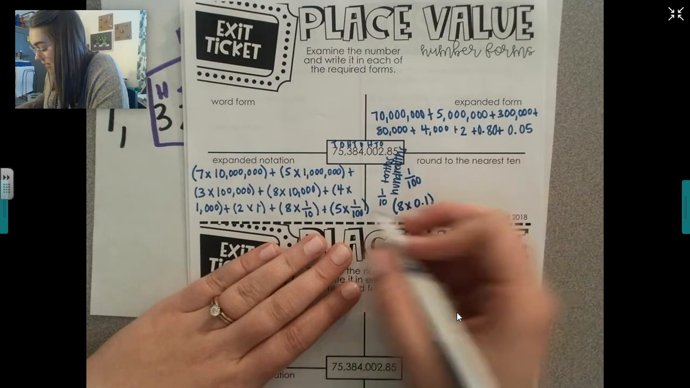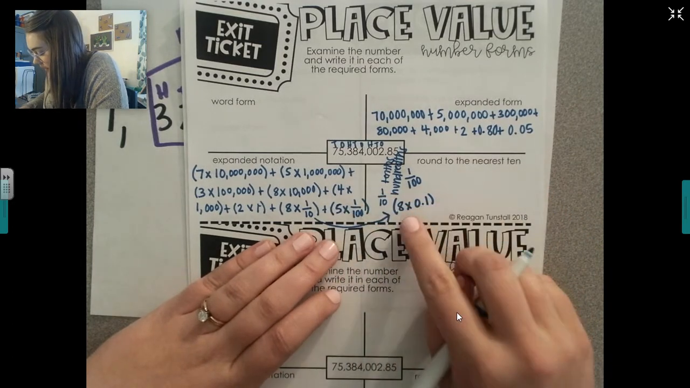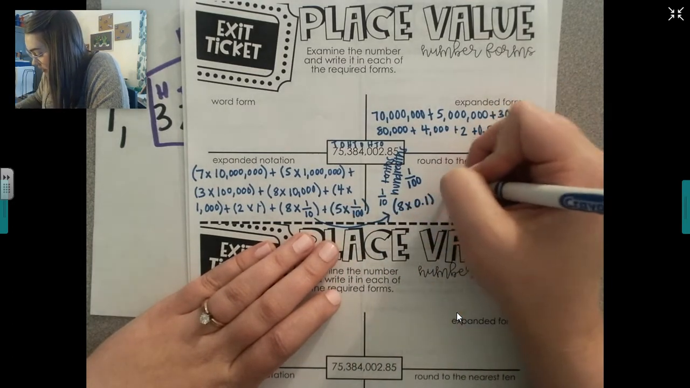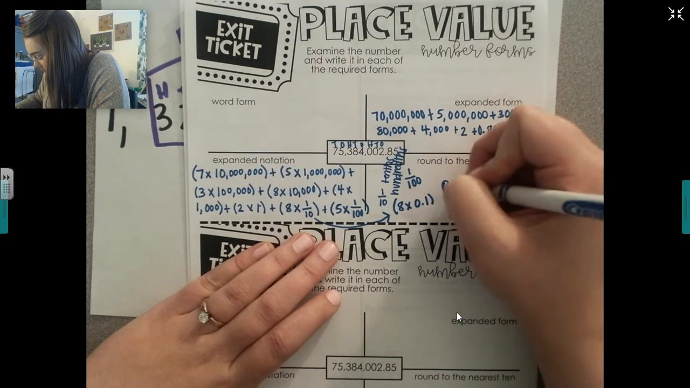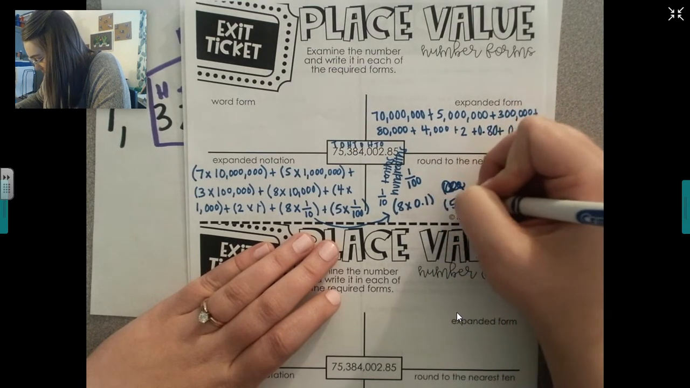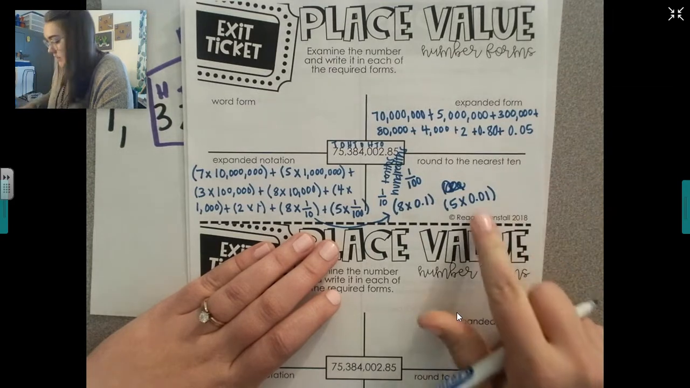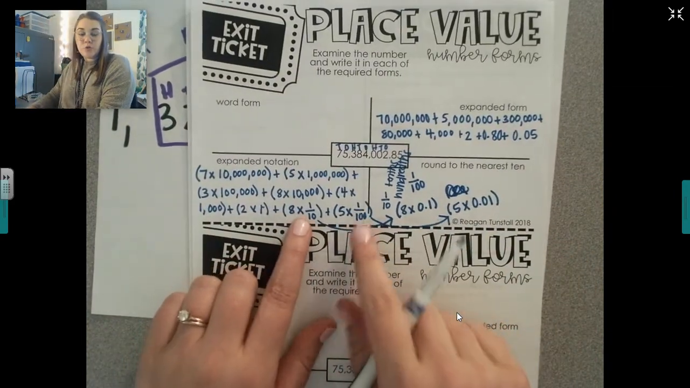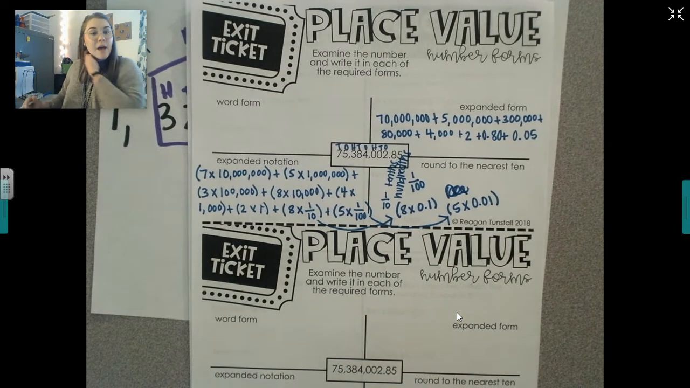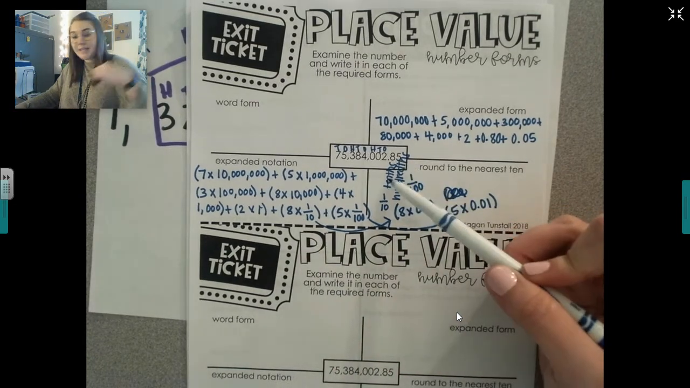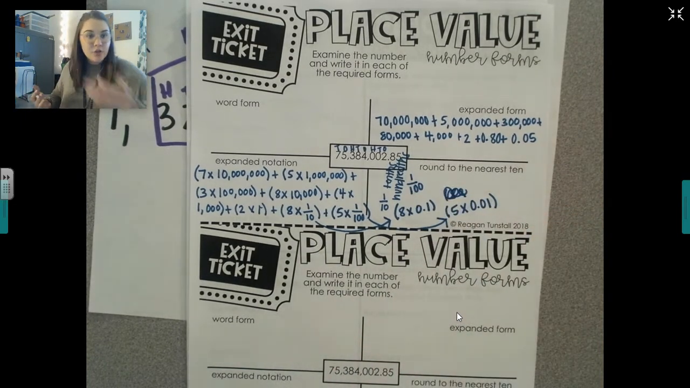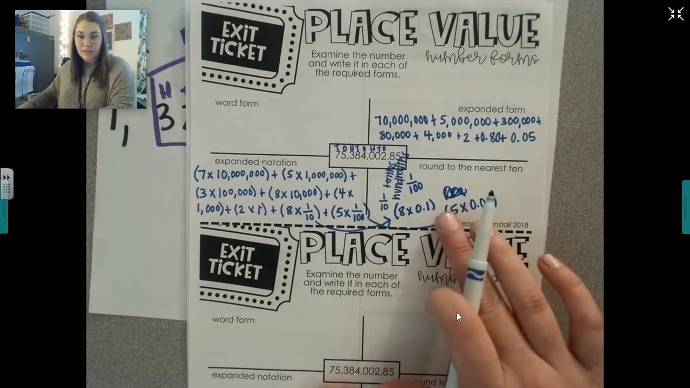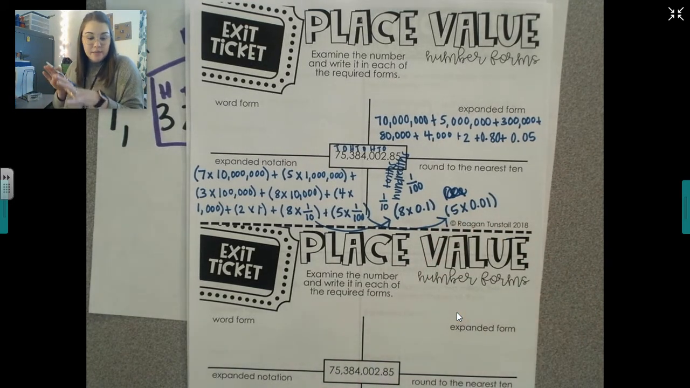So I could do 8 times a tenth. I could also do 5 times 100th. Those are the same things. So a lot of you are getting confused when they start talking to you about the tenths and the hundredths place. Don't get confused about that, because it is just 1/10 or 1/100th, 1 over 10 or 1 over 100. You can write it both ways.